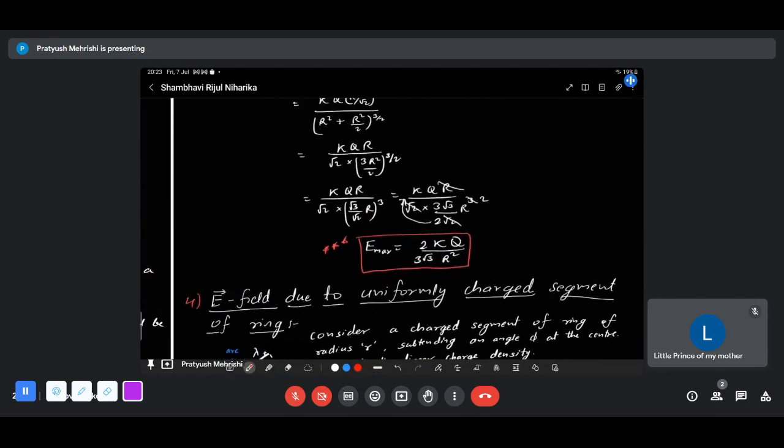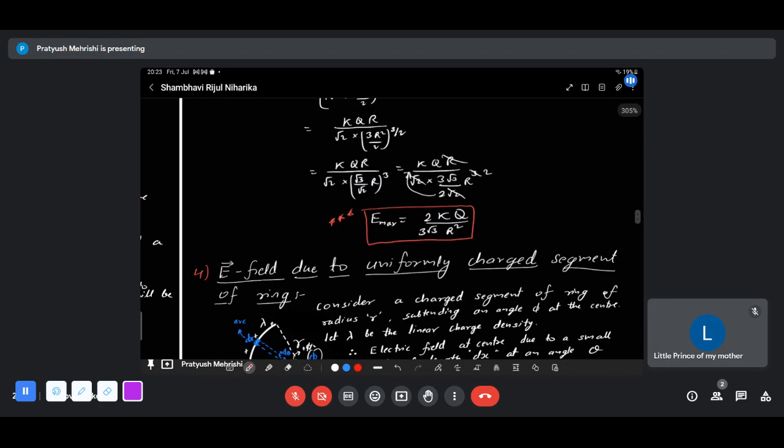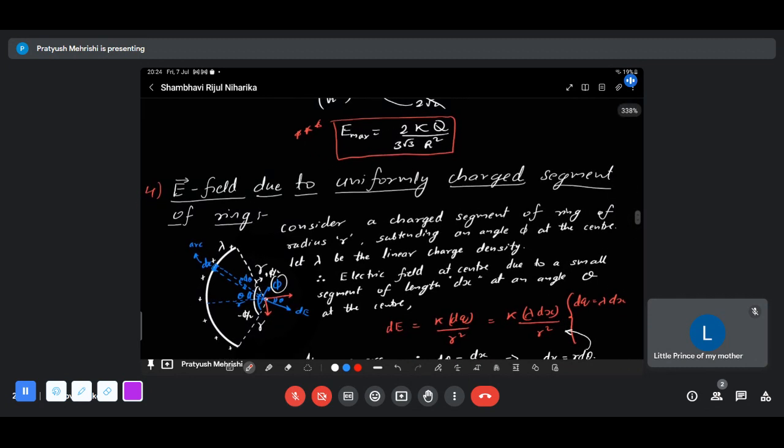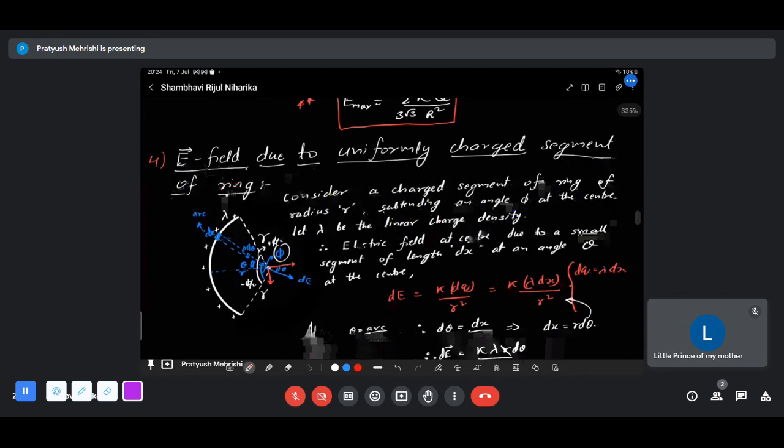Now, most important one, electric field due to a uniformly charged segment of the ring. Consider a segment of ring with radius r, subtending an angle phi at the center. Lambda is its linear charge density. Therefore, electric field at the center due to the small segment will be k dq upon r square. What is dq? Lambda dx. So k lambda dx upon r square we are getting.